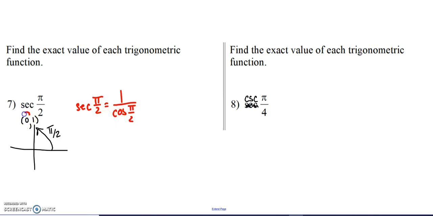And since cosine deals with our x, we're going to have 1 over 0. And that we know if we have 0 in the denominator is undefined. So our secant of pi over 2 is undefined.